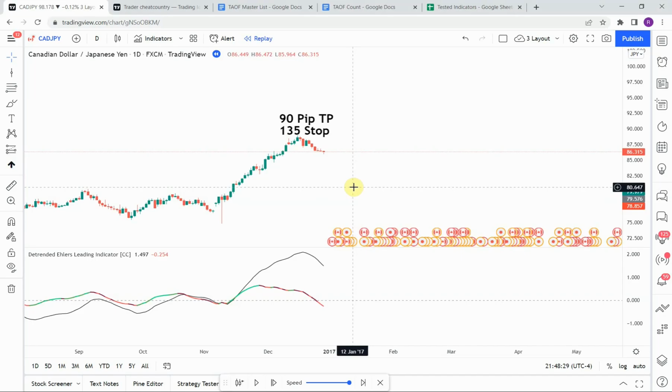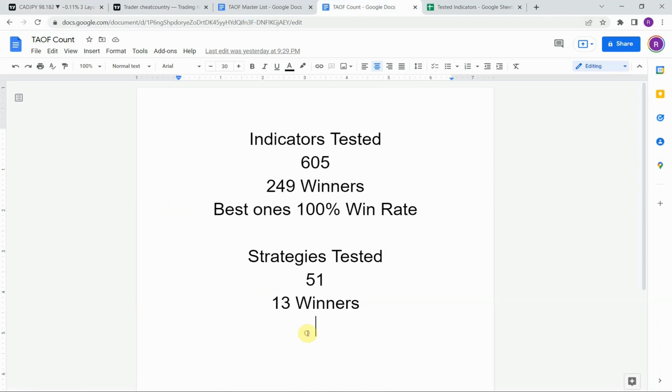Alright, as I said, today we will be testing the Detrended Ehlers leading indicator. Before we do though, I wanted to put the testing scoreboard up for everyone to see. So to date, we have tested a total of 51 different strategies, with 13 of them being profitable. We've also tested a total of 605 indicators, with 249 of them being winners. The best ones so far were able to achieve a 100% win rate.